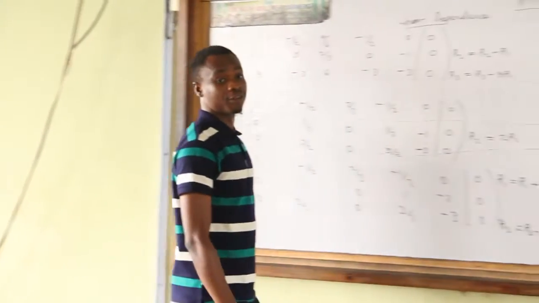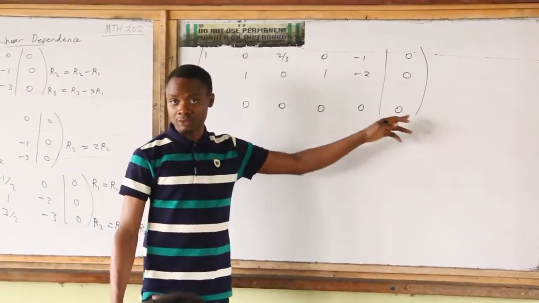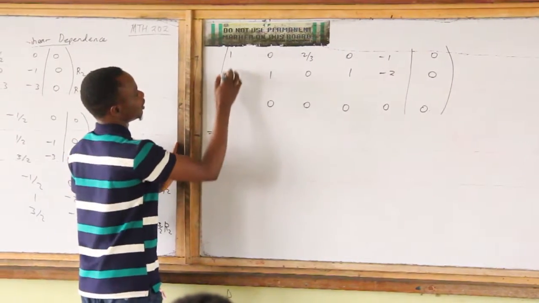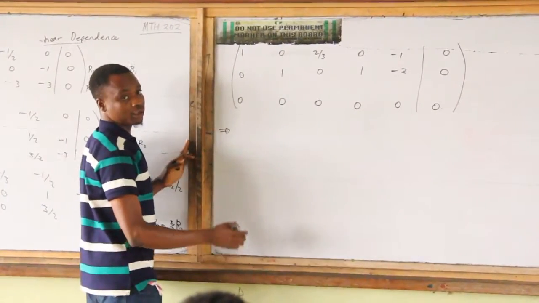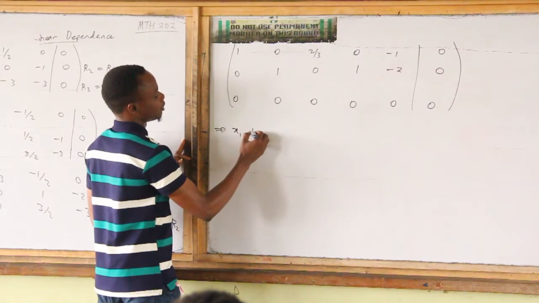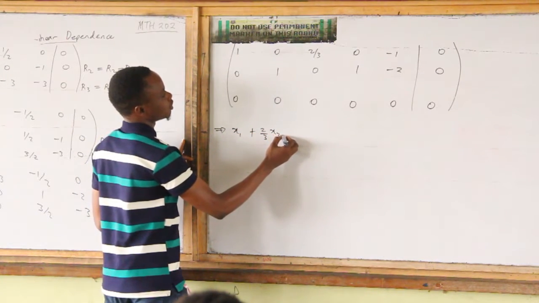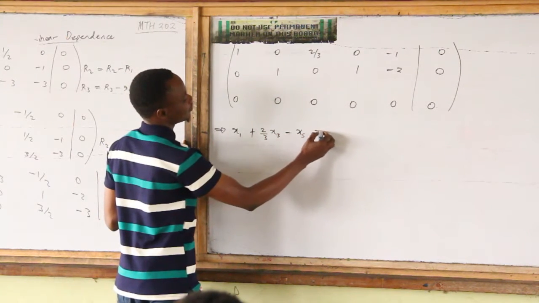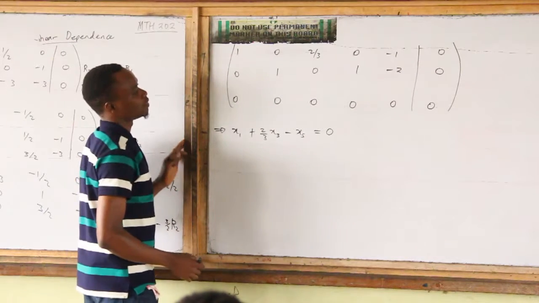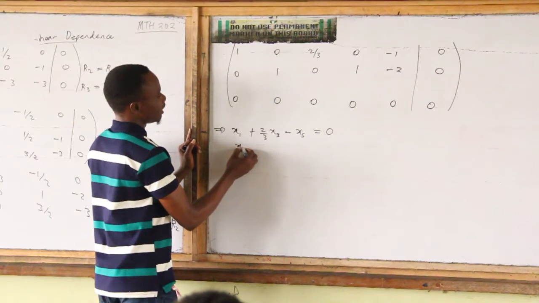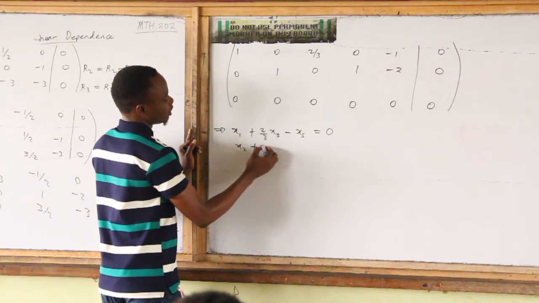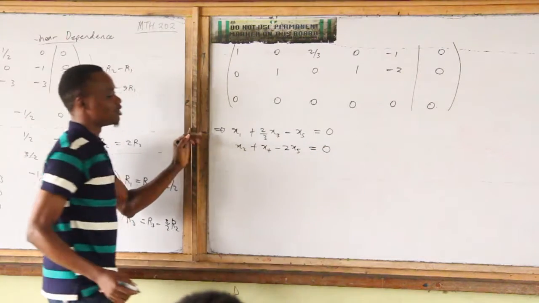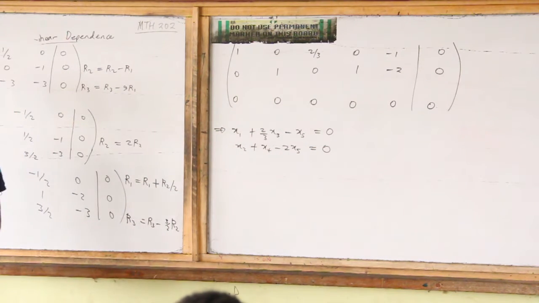What's the interpretation of this? Of course, it will have a solution, like 0 is equal to 0. Yeah, so that's not an issue. So when you expand this, what are you going to get? You're going to get 1 multiplied by x1. I mean, so I'm going to have x1 plus 2 over 3 x3 minus x5 equals to 0, and from the second row, we're going to have x2 plus x4 minus x5 equals to 0. These are the two relationships that must exist between them.